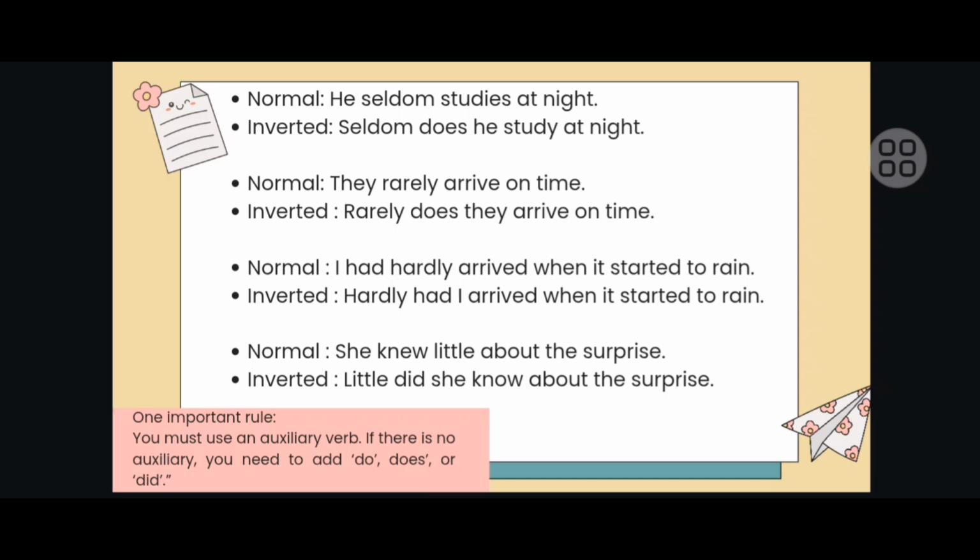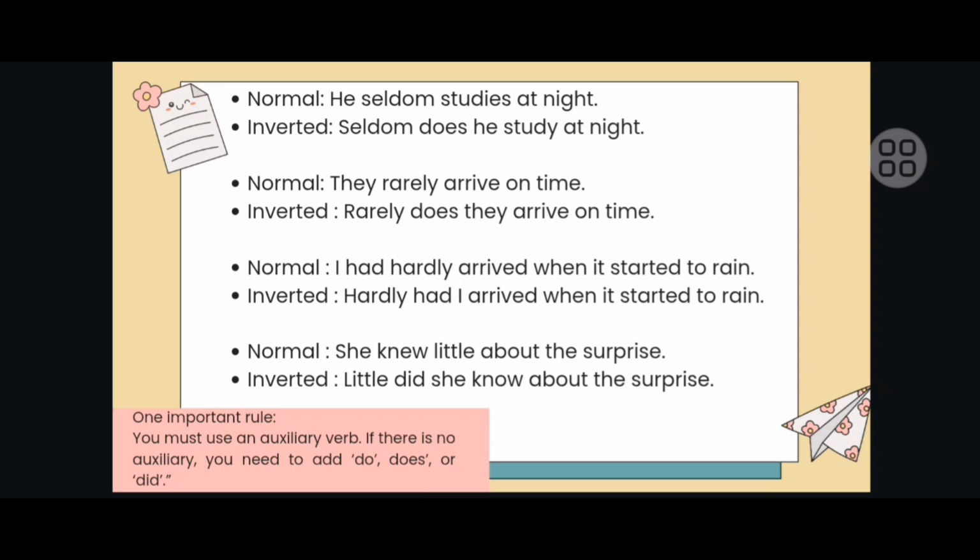For example, he studies. He studies is the present tense. In the inverted sentence, use does. It becomes: seldom does he study. For she knew little about the surprise, it's past tense. In inverted sentences, use did. It becomes: little did she know about the surprise.